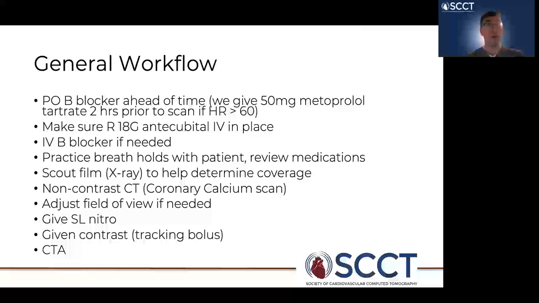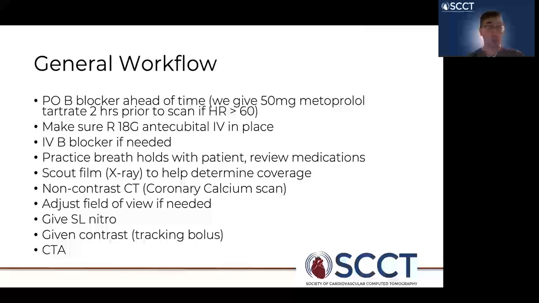You want to review medications with them, see what medications they're on. You give sublingual nitroglycerin as part of the study. So if they're on any phosphodiesterase inhibitors such as sildenafil, you'll want to know that, because it's a contraindication to give nitro.